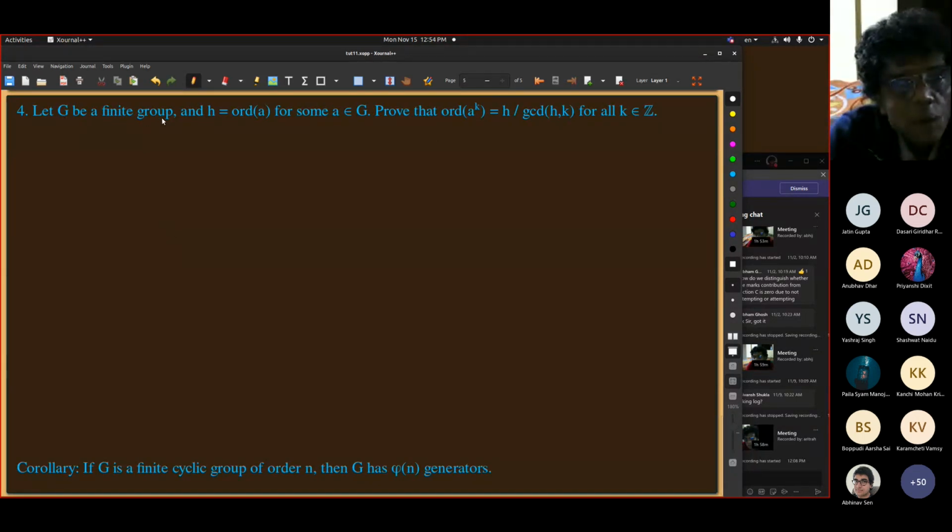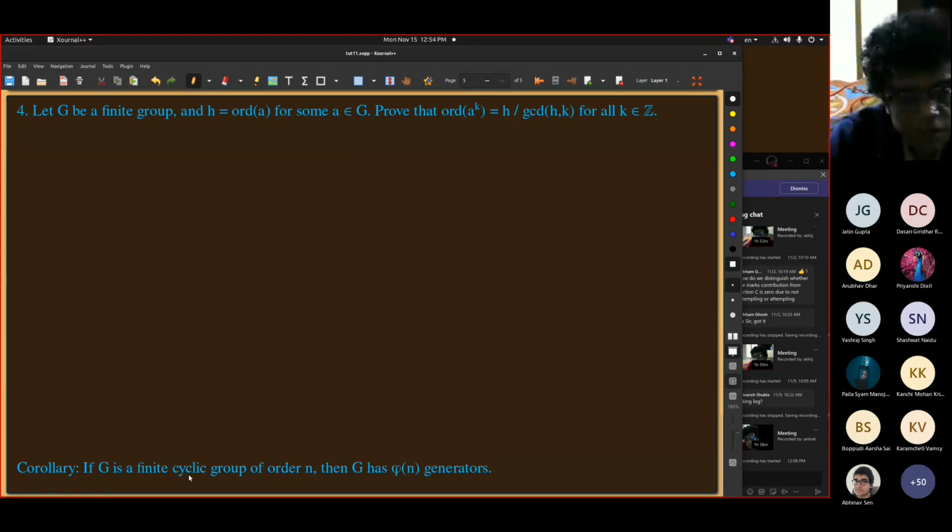Let G be a finite group, and the order of A is H for some given element A in G. Then if I raise the question, what is the order of A power K? This is the formula: H divided by the GCD of H and K. So this corollary is very important.